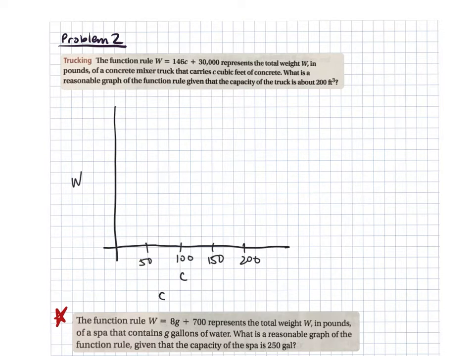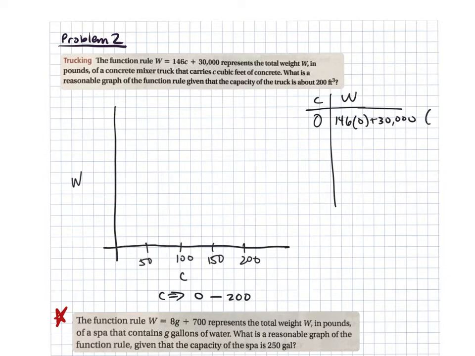So C is going to be between 0 and 200, which means the weight is going to be between, when you plug in 0, so let's do that. Let's start our table, right? Our weight and our capacity. Oh no, sorry, I did it backwards again. Remember, your independent variable goes here. So capacity and weight. Weight is dependent on capacity. So if we start at 0, if you plug in 146 times 0 plus 30,000, you get 30,000. Okay, so we have this point here. And so let's make this start at 30,000.